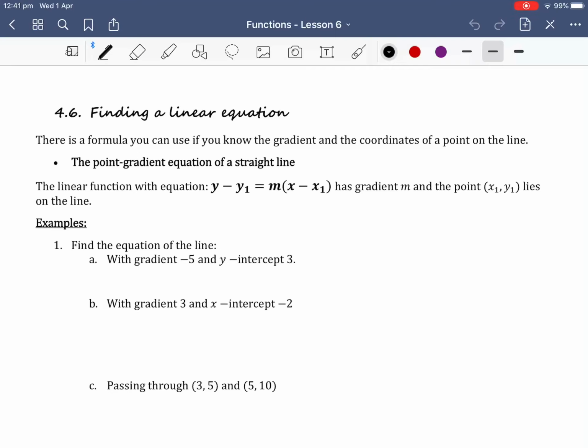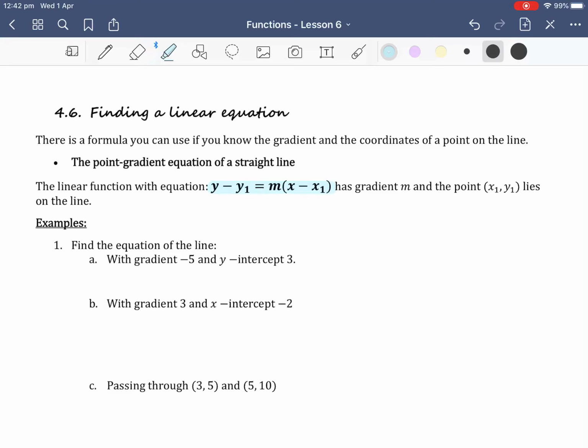So there is a formula you can use if you know the gradient and the coordinates of a point on a line. The point gradient equation of a straight line is the linear function with equation y minus y1 equals m bracket x minus x1, which has gradient m and the point x1, y1 lies on the line. So let's have a look at some examples.